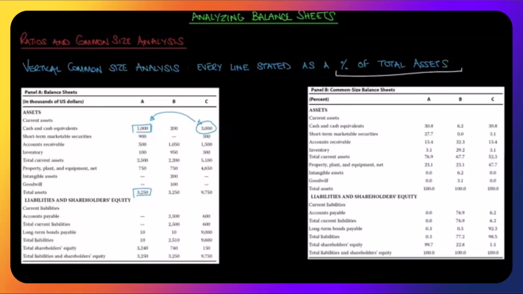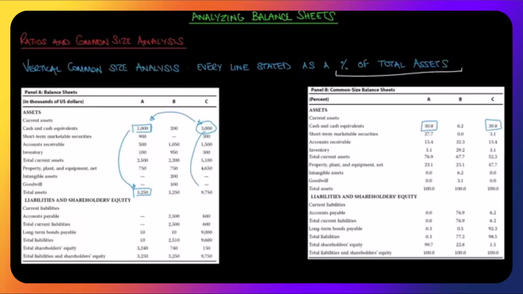That's kind of meaningless on its own. We need to know how much of their total assets are represented by cash. So turn this into a percentage. 1 million out of the 3,250, 30.8% of the total assets of company A are held in cash. For C, 3,000 out of 9,750, 30.8. That's remarkably similar. So we can actually say there, they've both got around about 30%, around about a third of their total assets represented as cash.